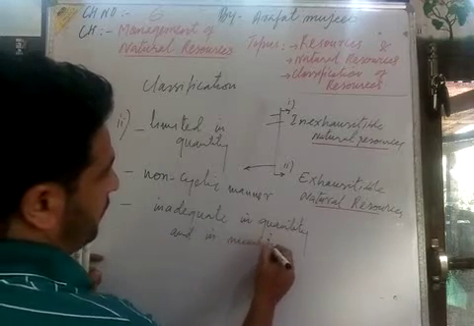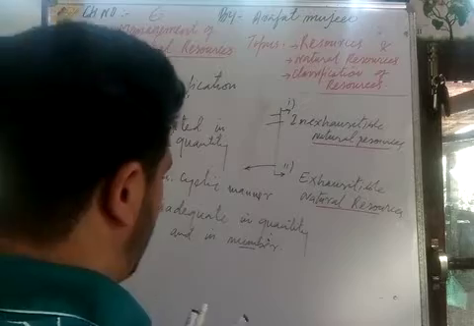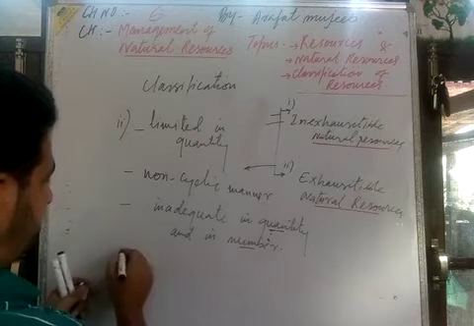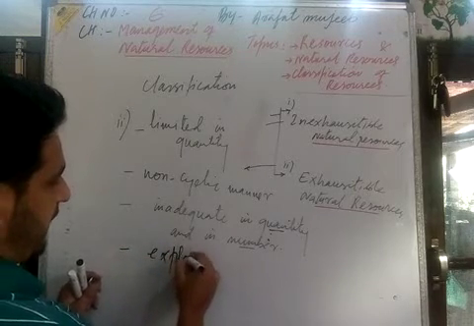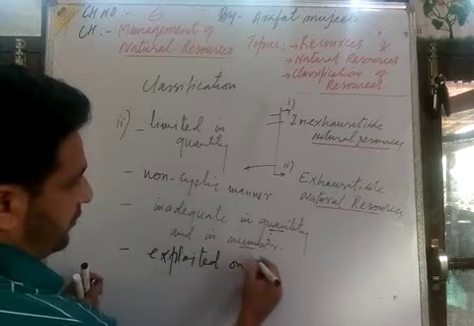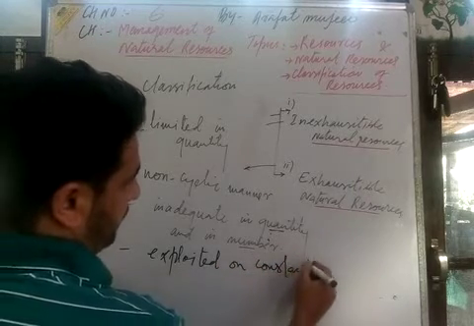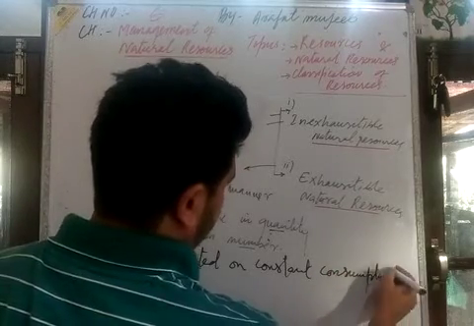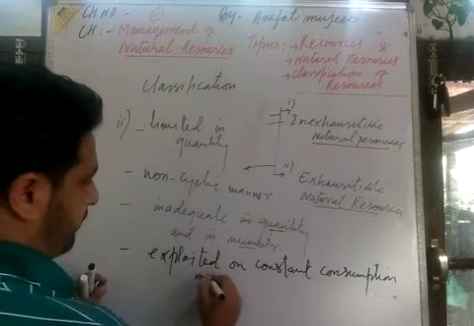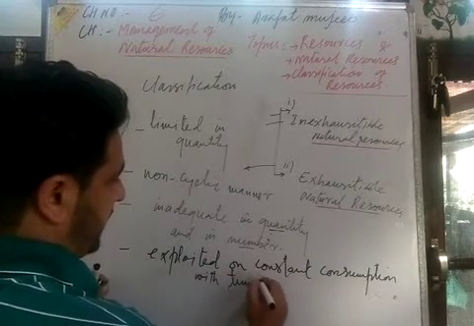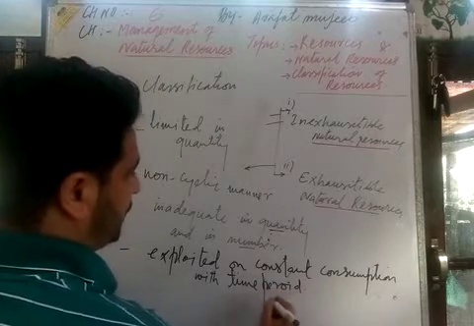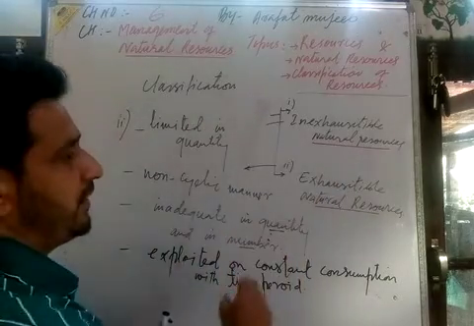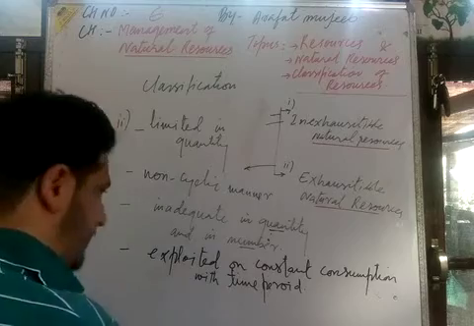If they are in small numbers, they become inadequate, almost non-existent, with time. They are exploited on constant consumption, with time duration. Their quantity and number is limited. Therefore they are exhaustible natural resources.